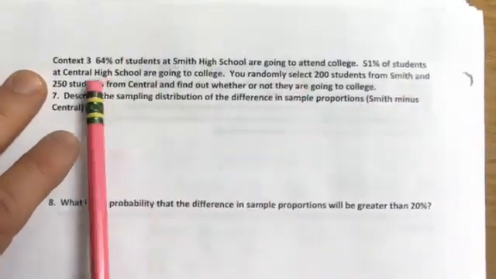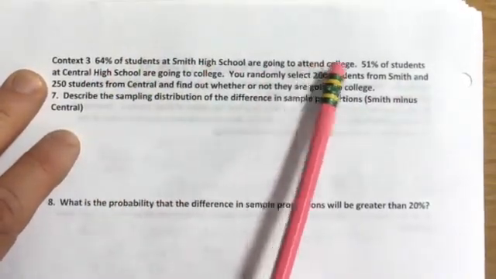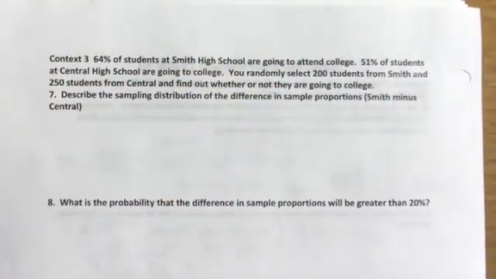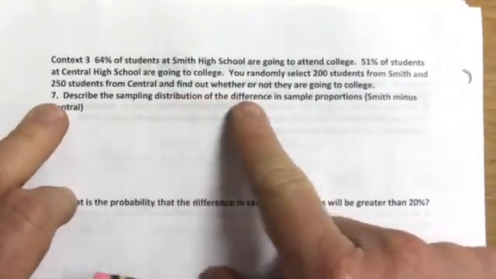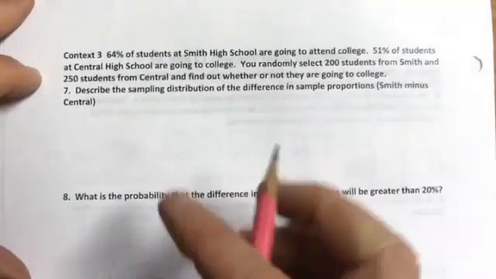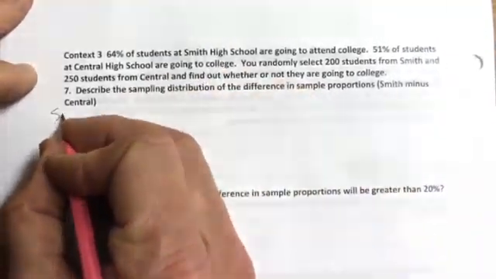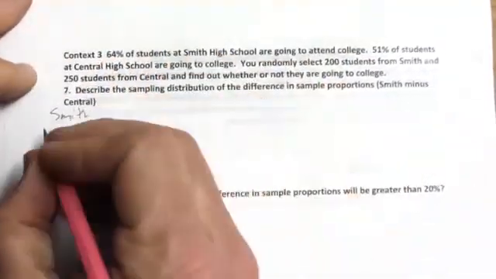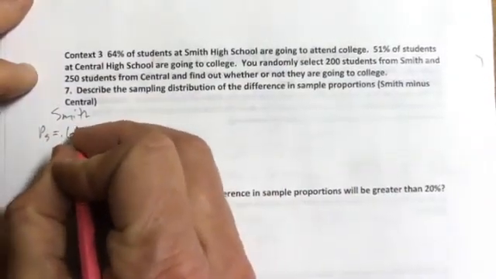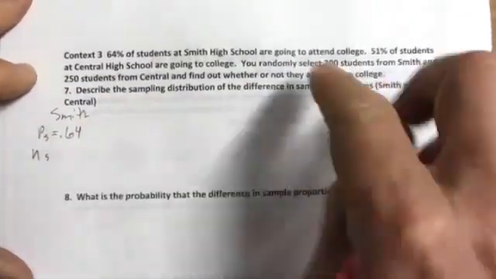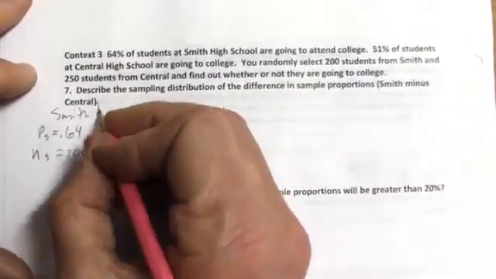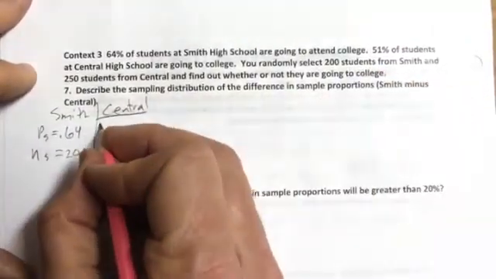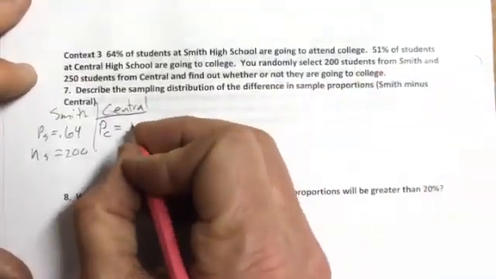But let's think about this. 64% of students at Smith High School are going to attend college. 51% of the students at Central High School are going to college. You randomly select 200 students from Smith and 250 from Central and find whether or not they're going to college. So let me just jot this down. For Smith, it tells us the whole population value. That's the parameter. So P for Smith is 0.64, and our sample size for Smith is 200. Now for Central, the proportion that are going to college, P sub C for Central, is 51%.